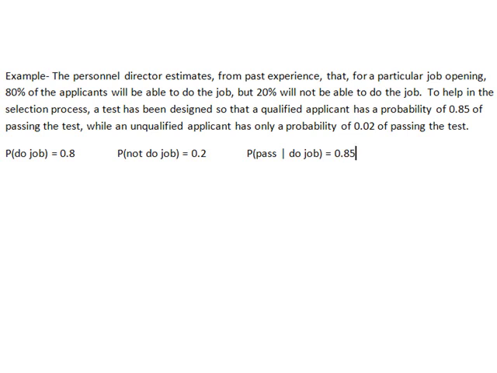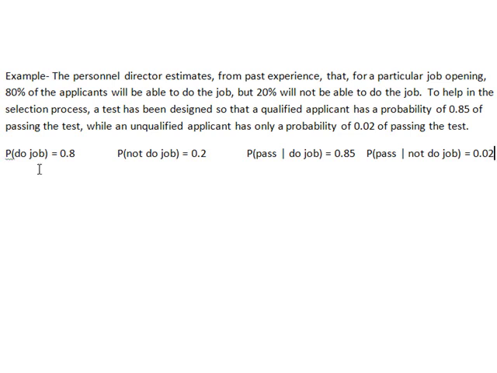And then it says, while an unqualified applicant has a net probability of 2% of passing the test. So even if you're not somebody that we wish to hire, you still have a chance of passing the test. So I'll write something like this. Obviously, this is a person that is not qualified, meaning not do job. So pass, given that not do job, and that is 2%.